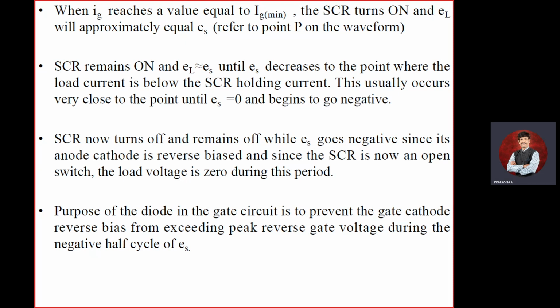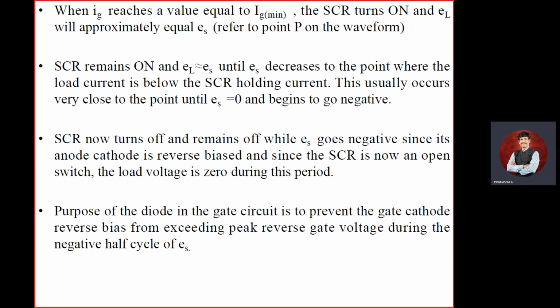Now the SCR turns off and remains off as ES goes negative, since its anode-cathode is reverse biased. Since the SCR is now an open switch, the load voltage is 0 during the second half. The SCR is in reverse bias, so it will not work; it will be in the zero state.